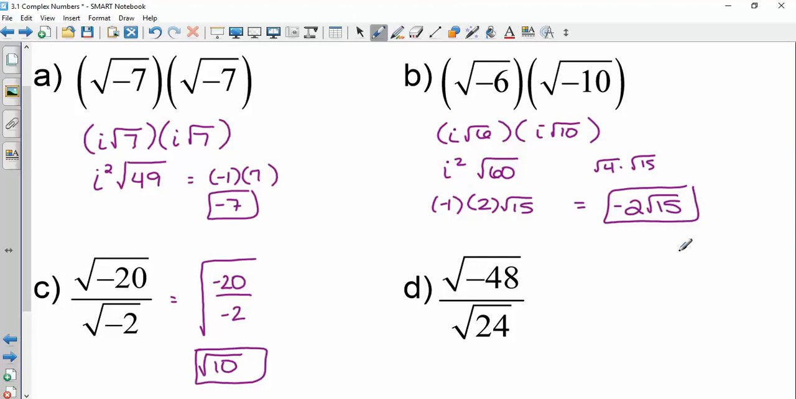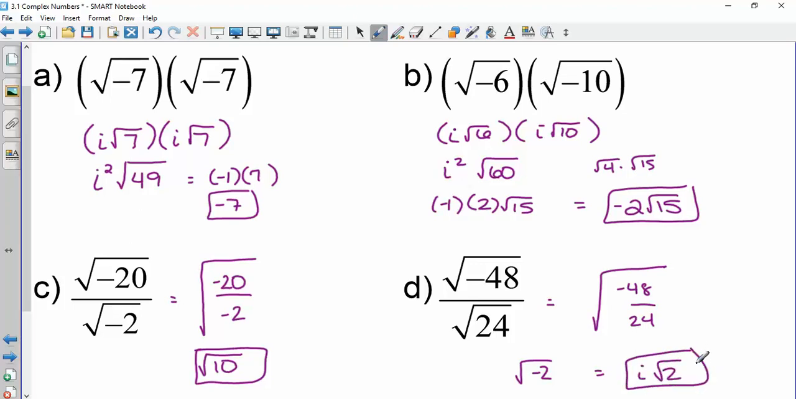On D, we have the square root of both of those. So you could simplify each one, or we could make life a little easier and realize we could go ahead and divide first and do the square root at the end. What's negative 48 divided by 24? So the square root of negative 2 is i square root of 2. Do we need more examples like these?